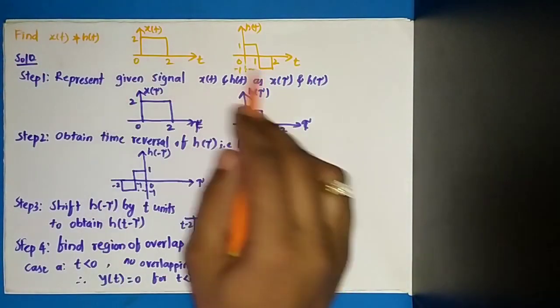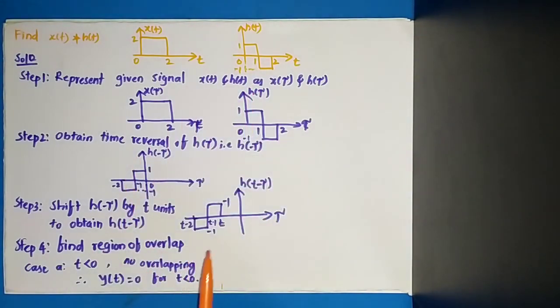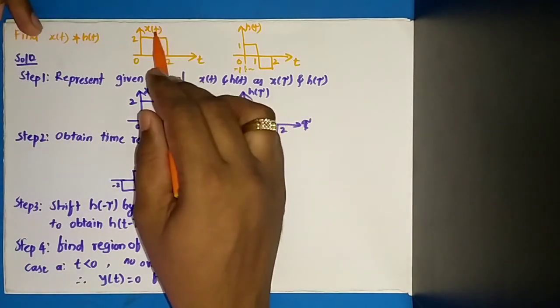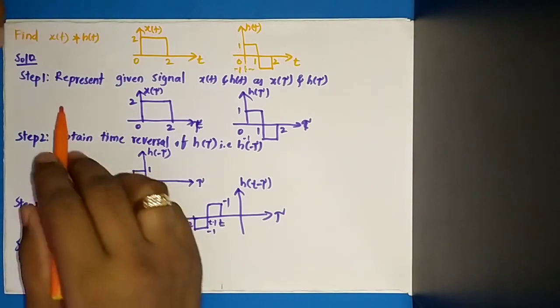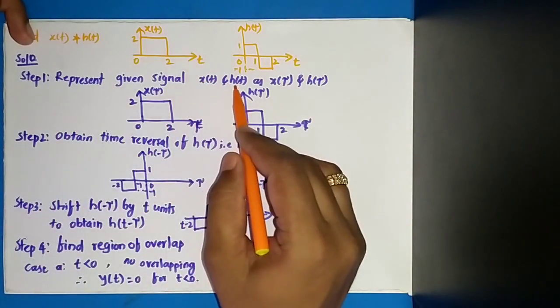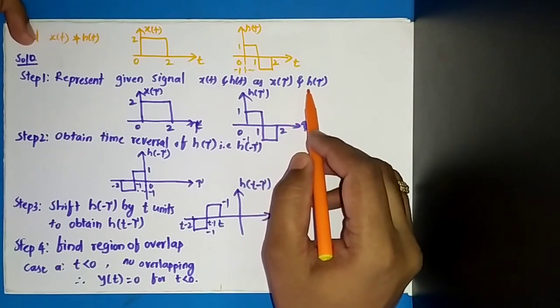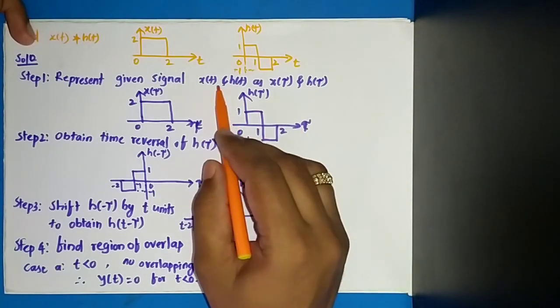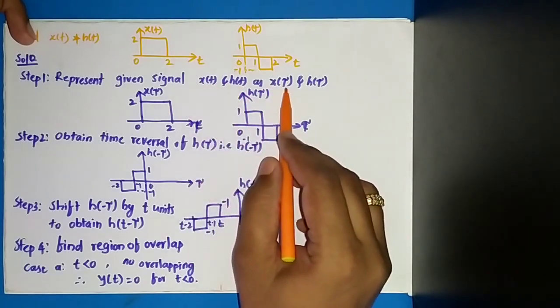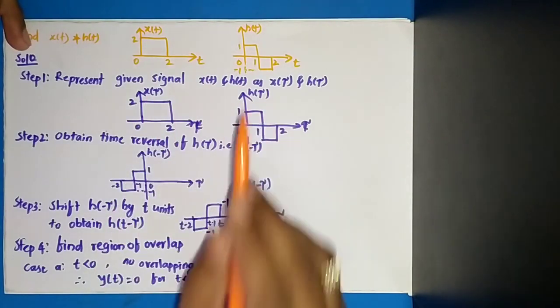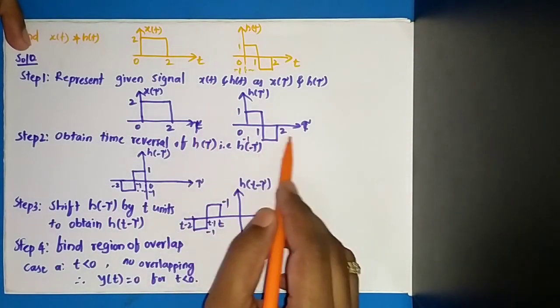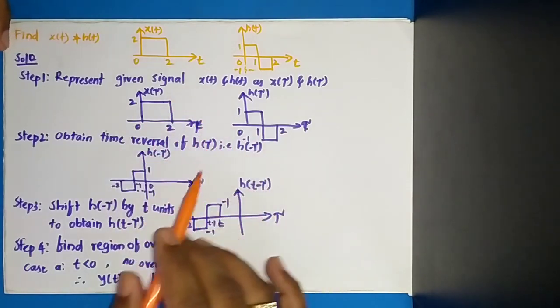Then we need to find the convolution between these two signals. Obviously we are doing the convolution integral because both of these signals are continuous time signals. Step 1, as we have discussed already: represent the given signals x of t and h of t in terms of x of tau and h of tau. We are just changing the time variable to tau. The same signals are drawn here as x of tau and h of tau, so there is no change in the signal at this point.